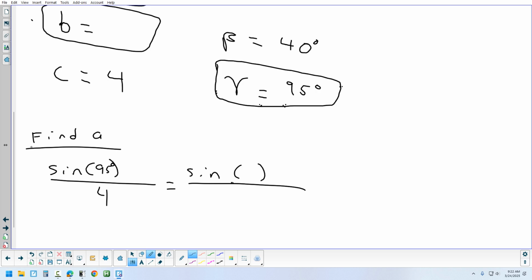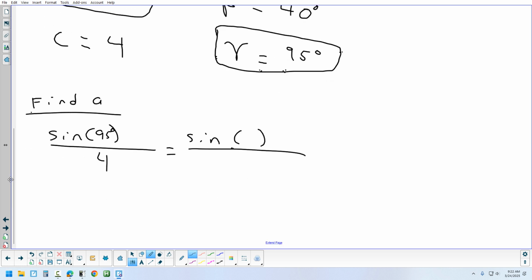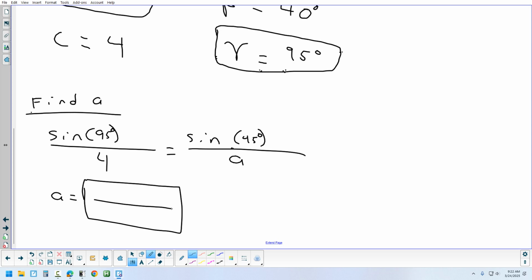Sine, what is it? 45. Yeah, so yeah, sine 45 over A. Okay. And now when I write my final answer, can someone tell me it's going to be what times what divided by what? Yeah. 4 sine 45 over sine 95. Yep, perfect. So there's your formula to find A. 4 sine 45 over sine 95.